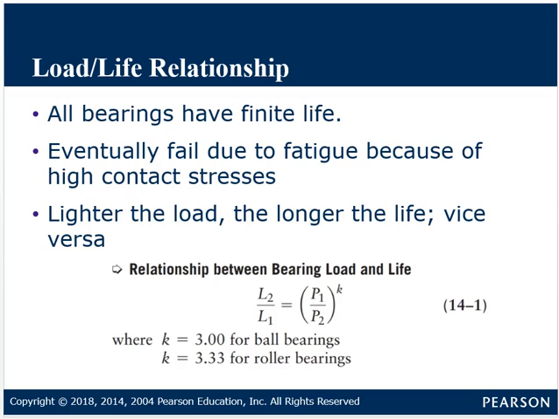Equation 14.1, which I'm showing you here, describes the relationship between the bearing load and the bearing life. Those lives, L1 and L2, are generally designated in terms of number of revolutions before failure. And P1 and P2 are the radial loads. If you're talking about ball bearings, the k exponent is going to be 3.